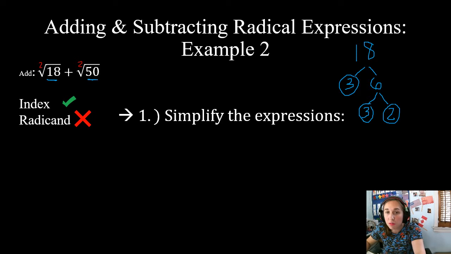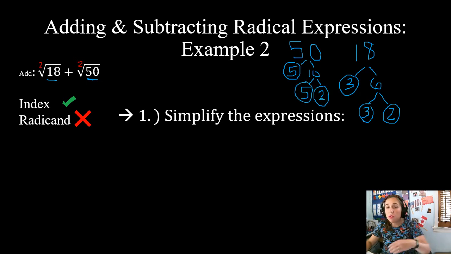And I also need to break down 50. So let's look at 50. I can do any two factors, it won't matter. So 5 and 10 come into my head. I know 5 is prime, so I'm not going to break that down any further. And then two factors of 10, I think of 5 and 2, and those are both prime.